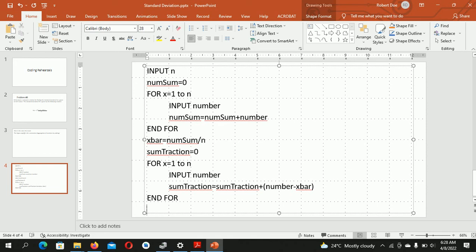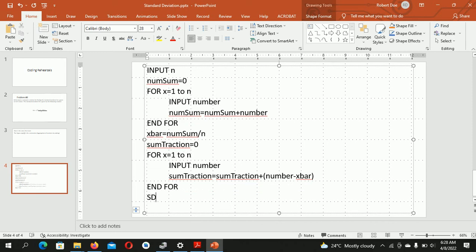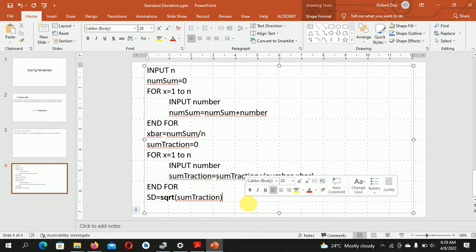Then, assuming there is a method for finding the square root, we will say that SD, which is a new variable we are creating, is equal to that method. The method is usually called SQRT. I should have talked about it in the question. But anyways, if there is a method called SQRT, we'll just say find the square root of subtraction. That's all, and that gives us the standard deviation.